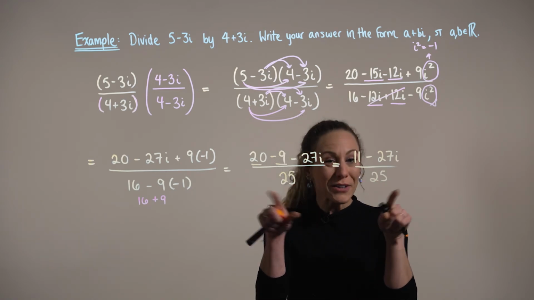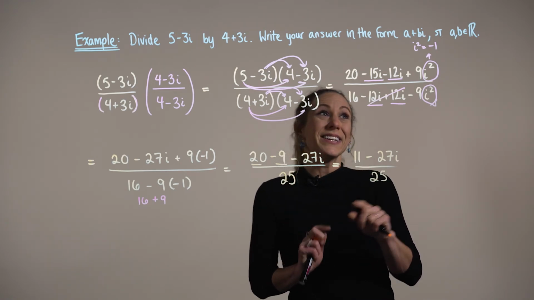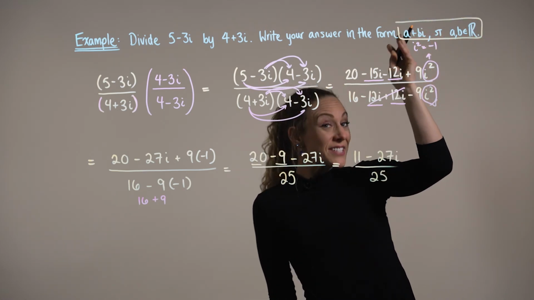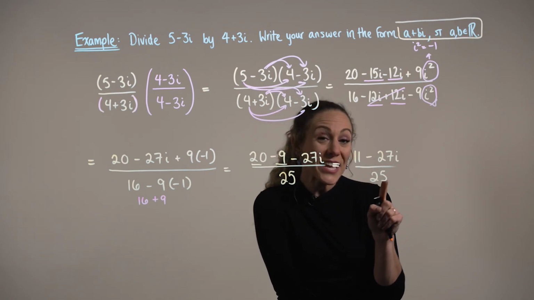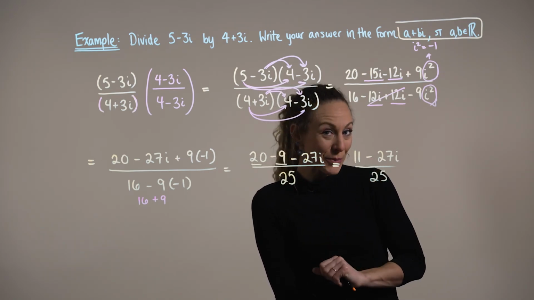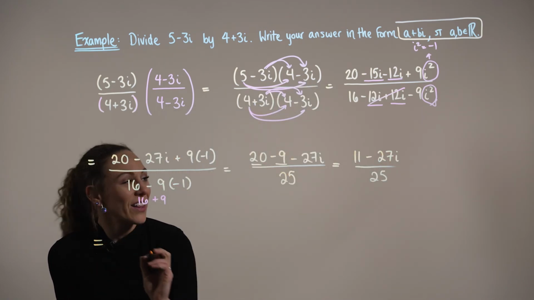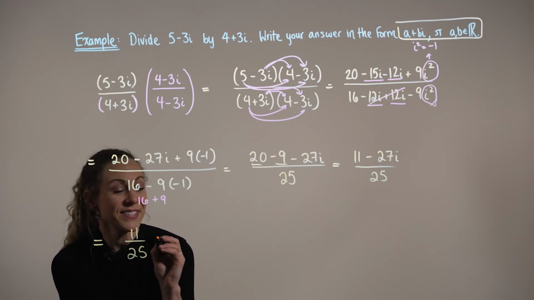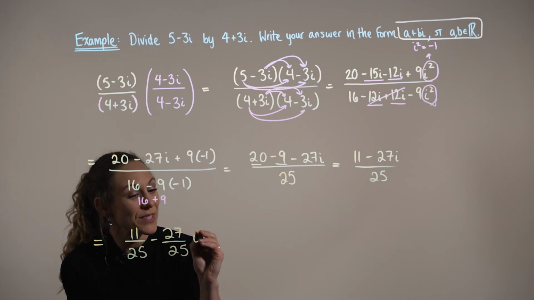So hooray, our denominator is in fact a real number, but we're not done yet. Remember that we want to write our final answer in the standard complex number form. So in order to do that, we need to take our denominator here and distribute it through each of the terms in our numerator, allowing us to achieve our beautiful final answer of 11/25 minus 27/25 times the number i.